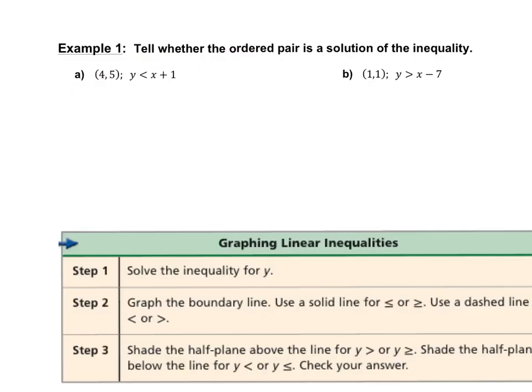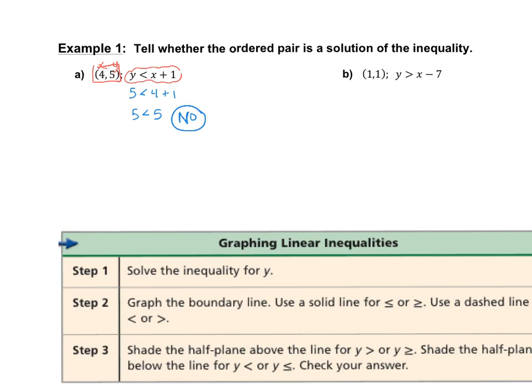The first thing you might be asked to do is to tell whether an ordered pair is a solution of the inequality. So we're wondering, is this ordered pair the solution to this inequality? Remember that an ordered pair is just an x and a y. So what it's asking us to do is place the y and place the x, the 4, and we need to see if this is true. Is 5 less than 5? No. So it's not the solution.